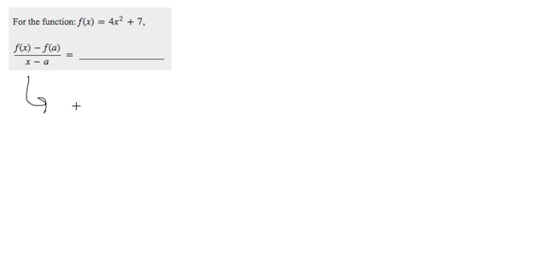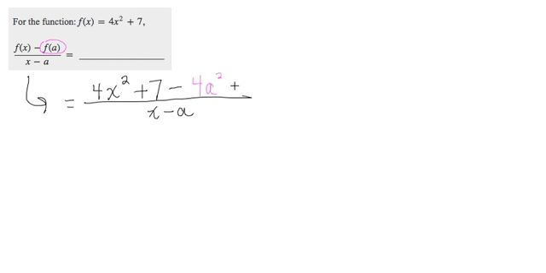So I'm going to bring this down here. The denominator, I'm just going to copy x minus a. And the numerator, we have f of x minus f of a. F of a means replace this x by a. So let's start with f of x. That's 4x squared plus 7. That's what we're given right there. That's f of x. Then it says minus f of a. So let's do minus the f of a, I'll do in pink. So f of a means replace the x by a. So minus 4a squared plus 7.